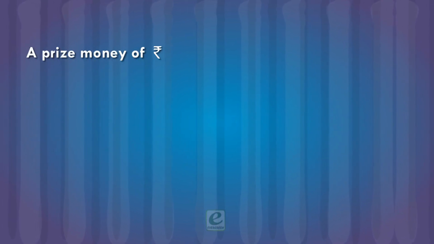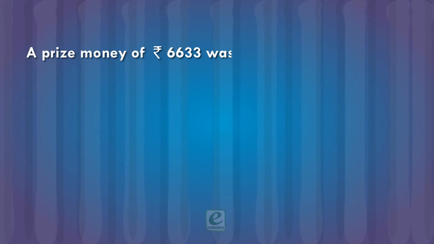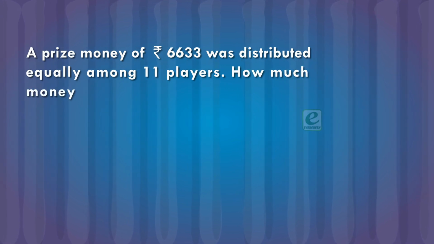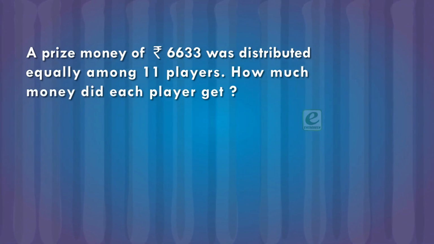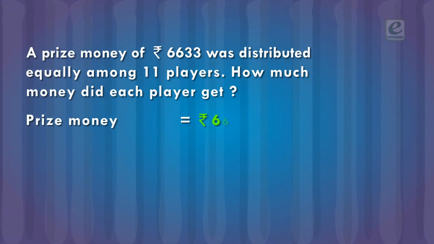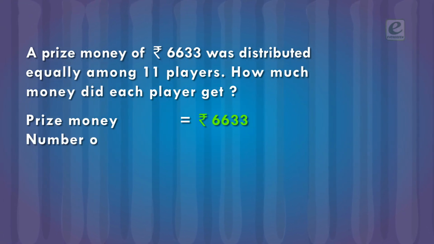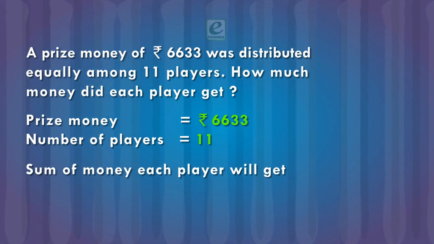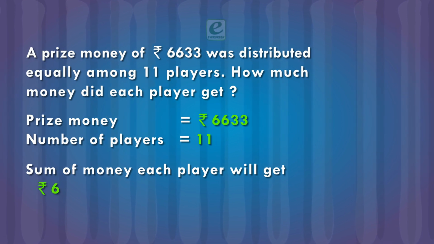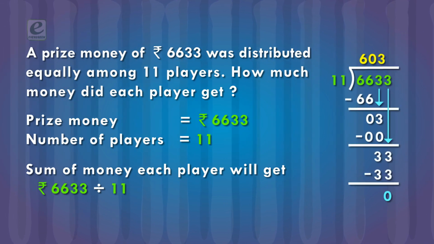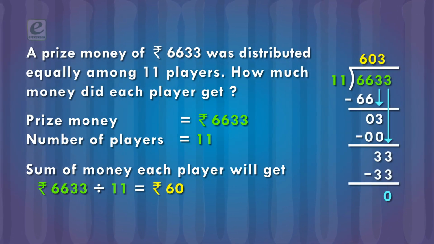Let's have another example. A prize money of rupees 6633 was distributed equally among 11 players. How much money did each player get? Let's solve this. Prize money is equal to rupees 6,633. Number of players is equal to 11. Sum of money each player will get is equal to rupees 6,633 divided by 11 is equal to rupees 603.